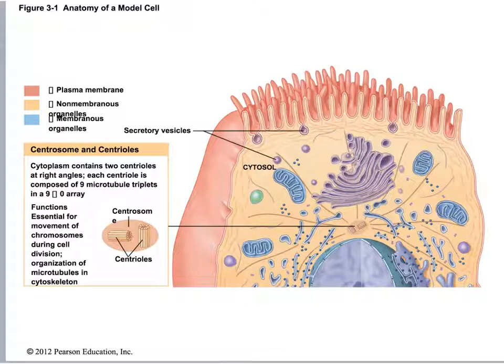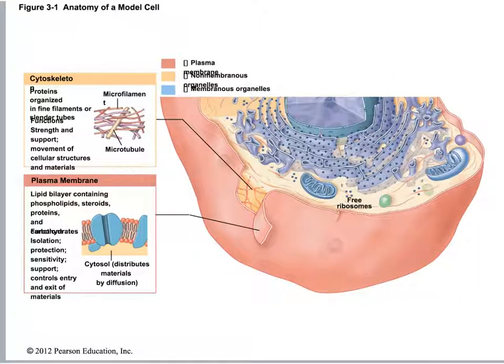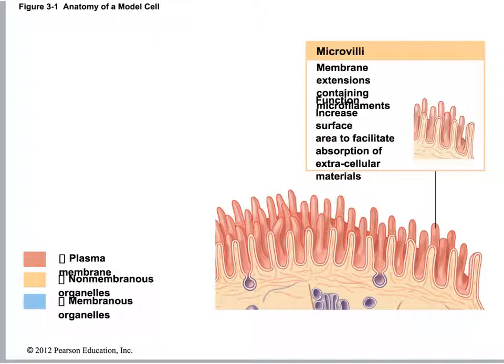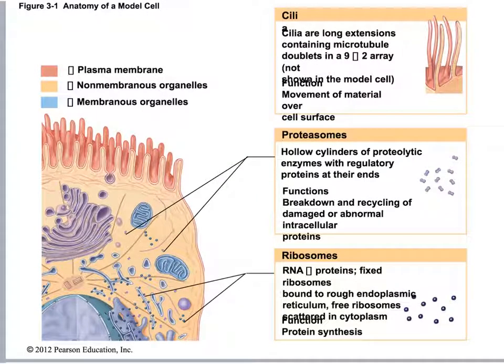In this image of the cell model, we see the plasma membrane, the non-membranous organelles, and the membranous organelles, and we're going to begin to go over those. In this particular image, we see the microvilli. They're membrane extensions that increase the surface area to facilitate the absorption of extracellular materials. We also can see the microfilaments. Here we see the cilia. They're long extensions containing microtubule doublets.